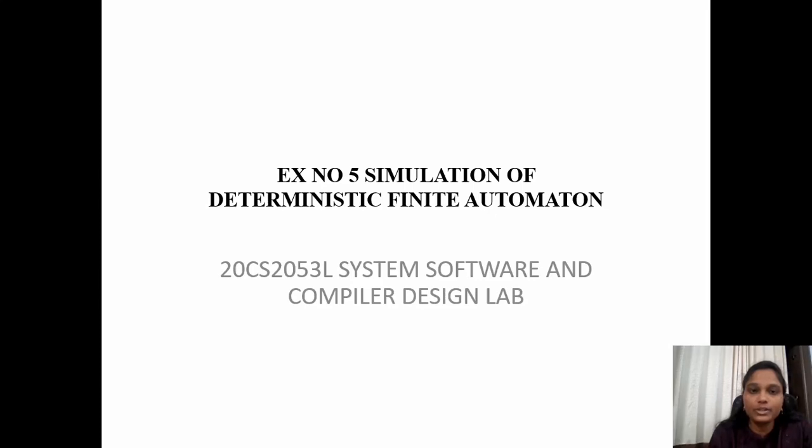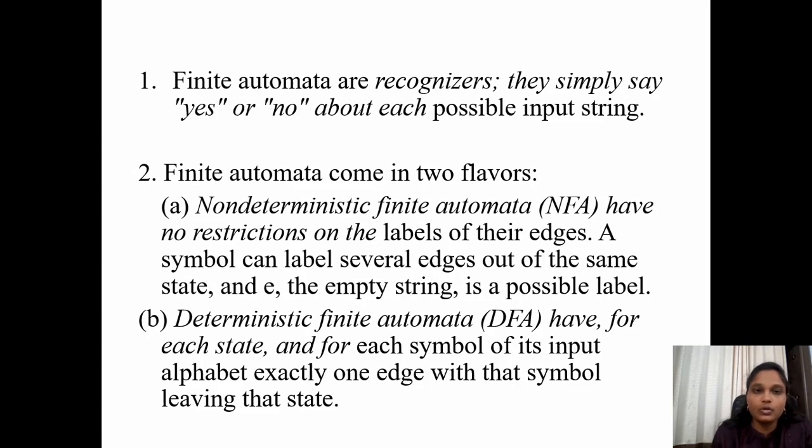Hello, in this video we are going to study the fifth experiment of our system software and compiler design lab, that is, simulation of deterministic finite automaton. Already we have studied finite automata. It is basically called a recognizer. It can say either yes or no for any input string that we give to the automaton.